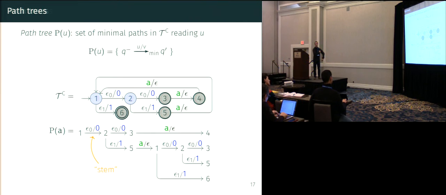And in order to do that, we define the notion of a path tree, which is a representation of the set of all minimal paths that start in the initial state and read some prefix of the input seen so far, called U.